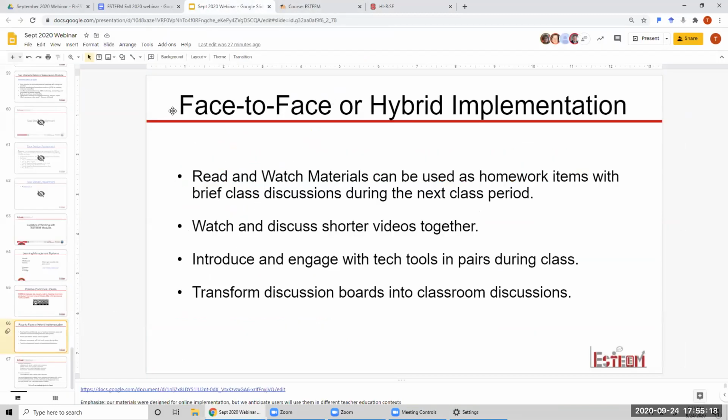Again, we know that these materials were designed so that they can be used in online courses. Obviously, with COVID and everything that's going on, more and more classes are going online, but if you are teaching a face-to-face or hybrid course, these materials can certainly be used in those contexts.